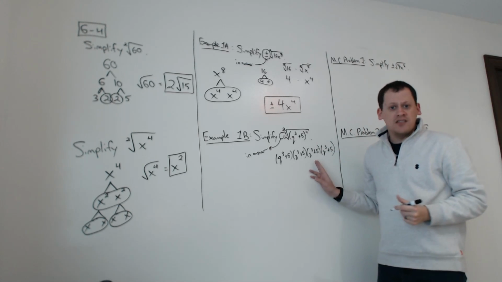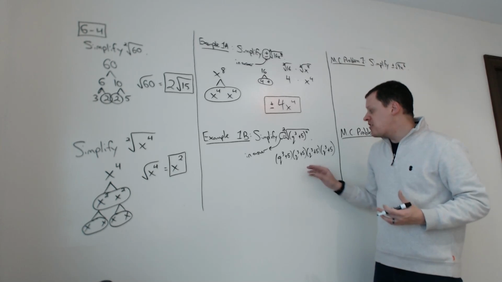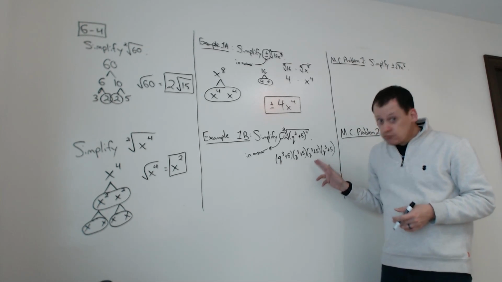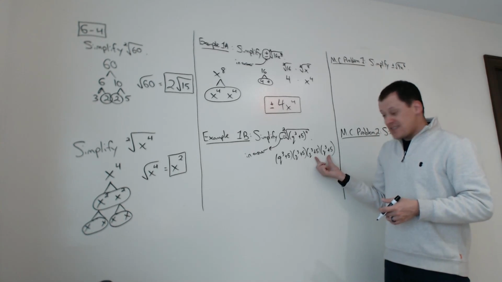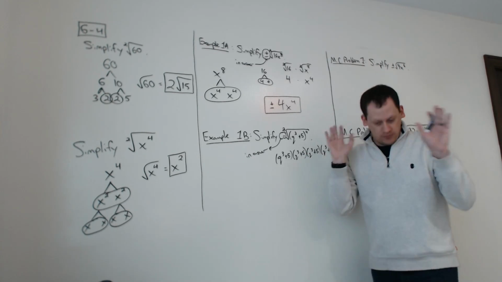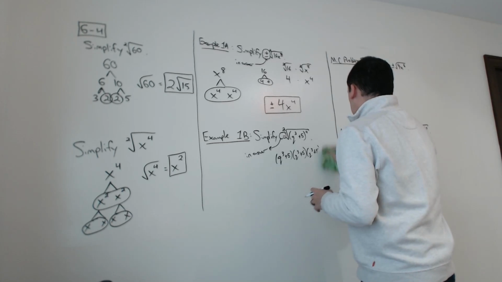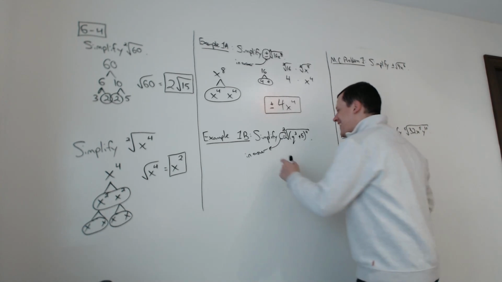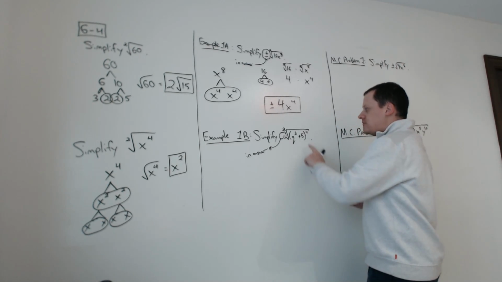I have better things to do, even during quarantine when I'm stuck at home. I've got better things to do than multiply this out and see what it equals. I really don't care. You'd have to FOIL this out, and then you'd have to multiply what you get for both of them. No, we're not doing that. Okay? We're not doing that. No. There is a shortcut for problems like this.